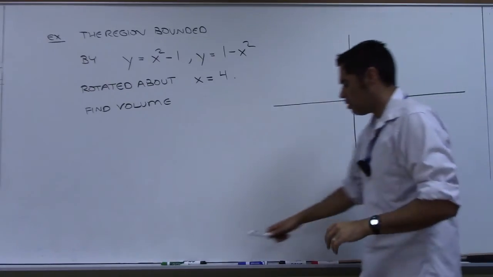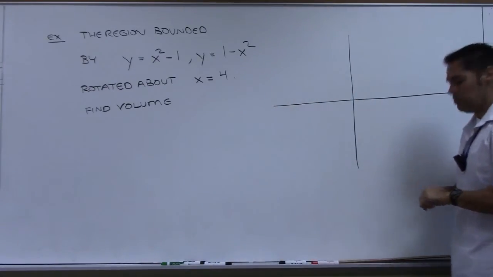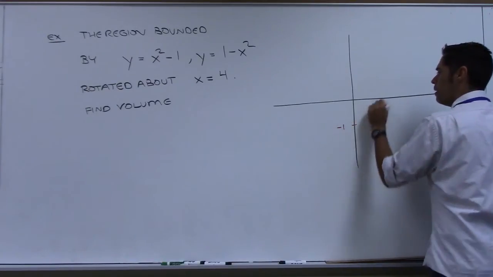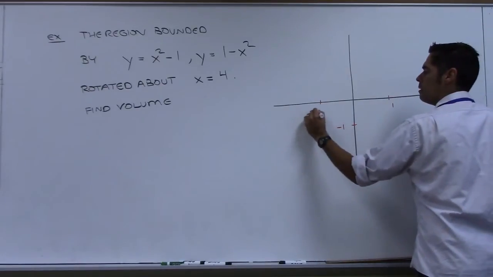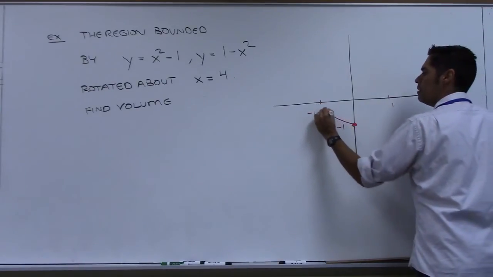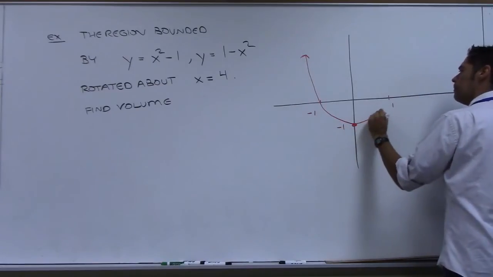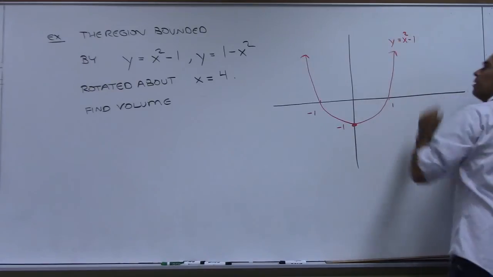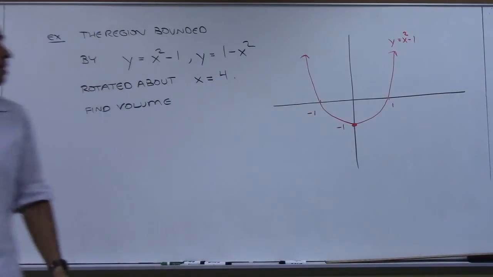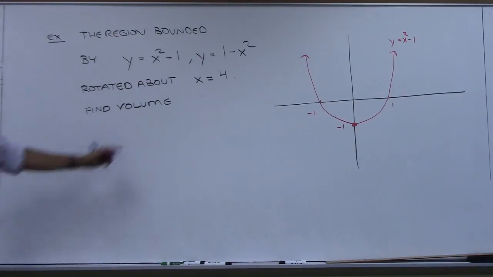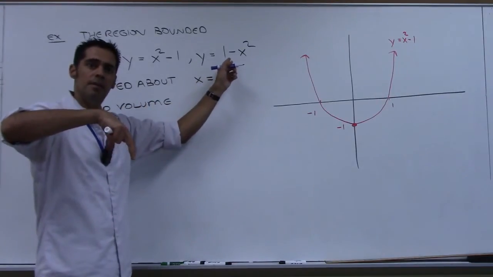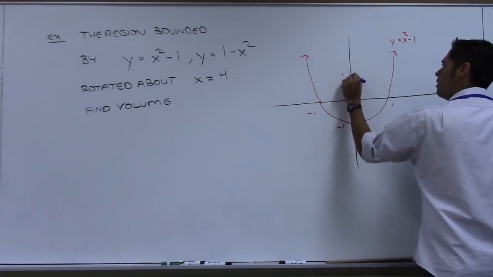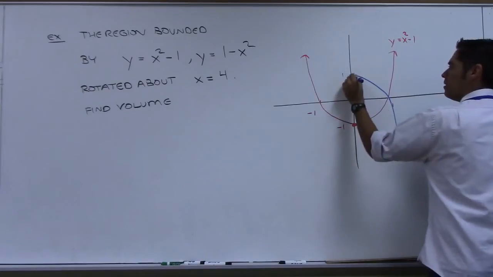I'll go quickly through the drawing because I'm hoping you all know how to graph those two. y equals x squared minus 1: this parabola opens up, it's been moved down 1. Agreed? All right. And then 1 minus x squared is a parabola opening down, but it's been moved up 1, so it's kind of like the reflection of that over the x-axis.